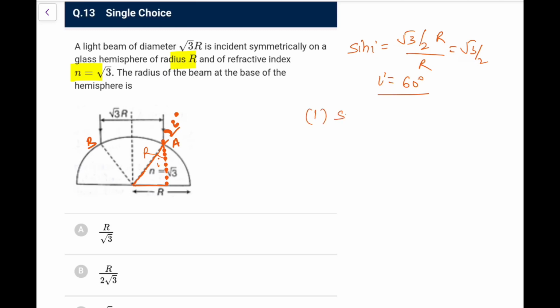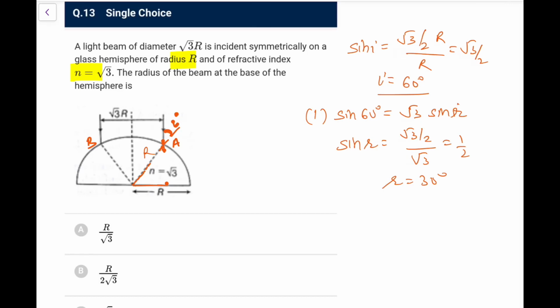So going by Snell's law, 1 into sine of 60 would be equal to √3 into sine of r. So what is sine of r here? Sine 60 is √3 by 2 upon √3. That comes out as 1 by 2. So r would be 30 degree. Because it has entered a denser medium, it will bend towards the normal. So bending towards the normal, it will now go like this. This was the normal here, so it will go like this. Now it comes like this, and this angle will be 30 degree with the normal.